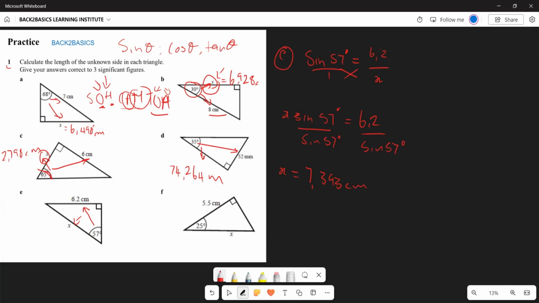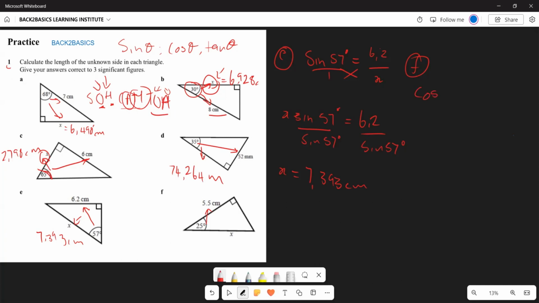So your value of x here, you can write as 7.393 centimeters. Okay, now let's look at your F, which is your last one. Now what is it that you're going to do? For your value of x, you are going to check which one you have here. Look, you have this side here, which is the adjacent side, and also your hypotenuse side. So if you have the adjacent side and the hypotenuse side, you are going to use cos.